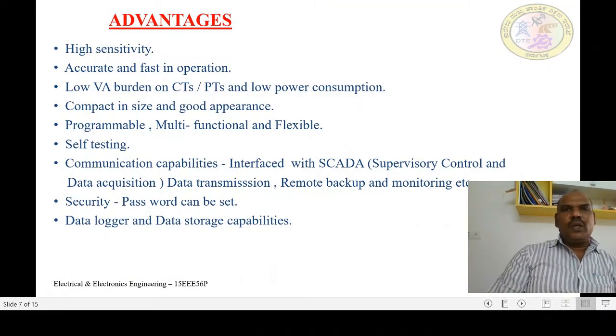Data logger and data storage capabilities. So the data logger basically logs and stores the data whenever any fault takes place, whenever there is a tripping, and it can be reviewed later.